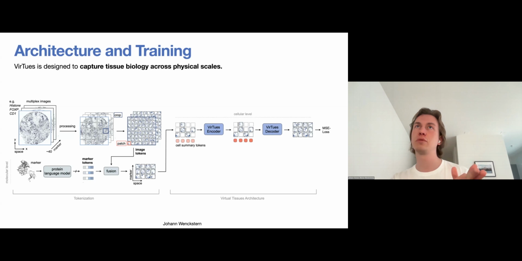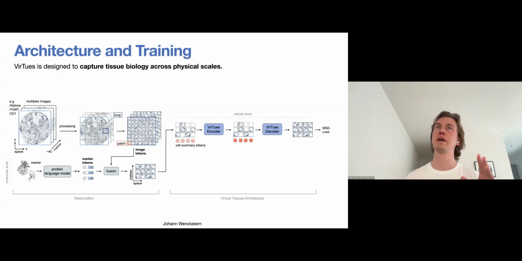So let's say we want to decode and reconstruct histone, then the VirTues decoder only gets the encoded, non-masked histone tokens and the cell summary tokens as an input, but it doesn't get any other markers as an input. So all the information needed has to come from what is visible about histone or what has been stored into the cell summary tokens. This is to create an information bottleneck, so that the information actually is stored in the cell summary tokens.